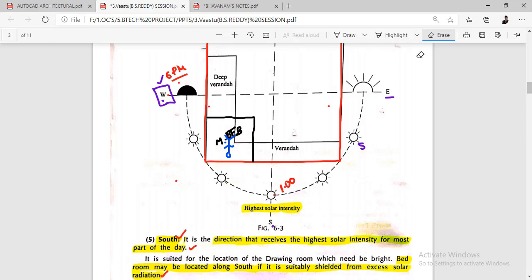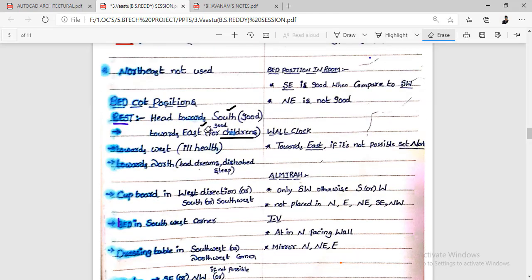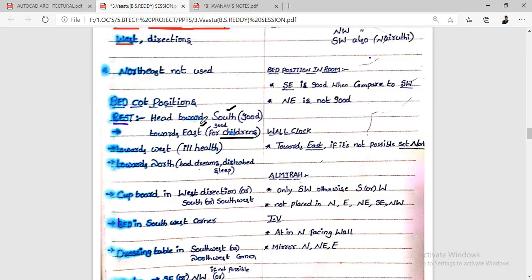We need to place our head always towards south or east. That's it. Remember this, and you can check yourself which direction you are placing your head. If you are getting bad dreams daily, it must be the north direction, so you need to change that direction as well. Don't neglect it.